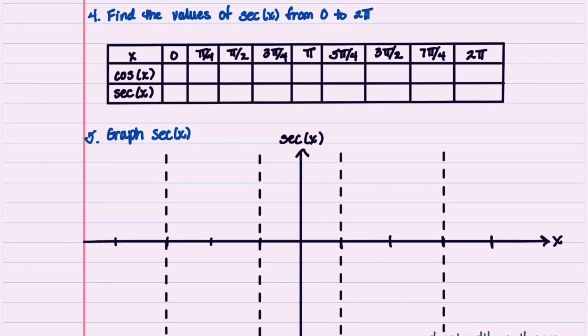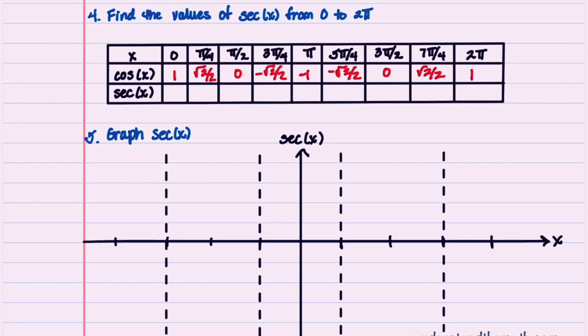To find the values of secant x from 0 to 2 pi, we'll first write down the values of cosine x. Those values look like this: 1, root 2 over 2, 0, minus root 2 over 2, minus 1, minus root 2 over 2, 0, root 2 over 2, and then back to 1.